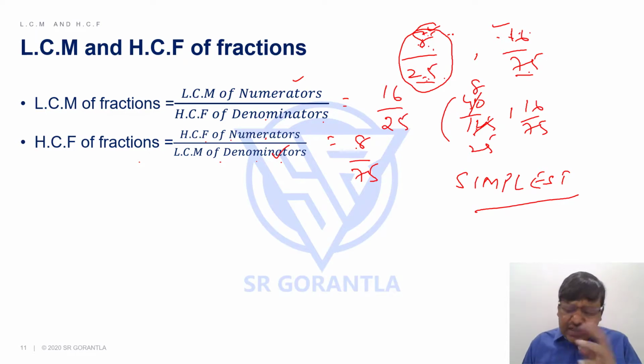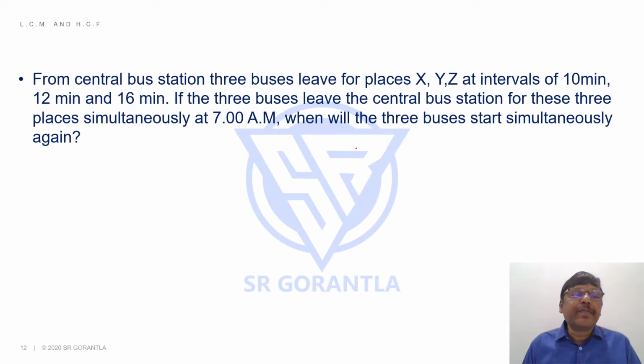Now, let's go back to those two questions, students. From central bus station, 3 buses leave for places X, Y, Z at intervals of 10 minutes, 12 minutes and 16 minutes. If 3 buses leave the central bus station for these 3 places simultaneously at 7 AM, when will the 3 buses start simultaneously again? Students, at 7 o'clock you have 1 bus left to each of X, Y, Z.